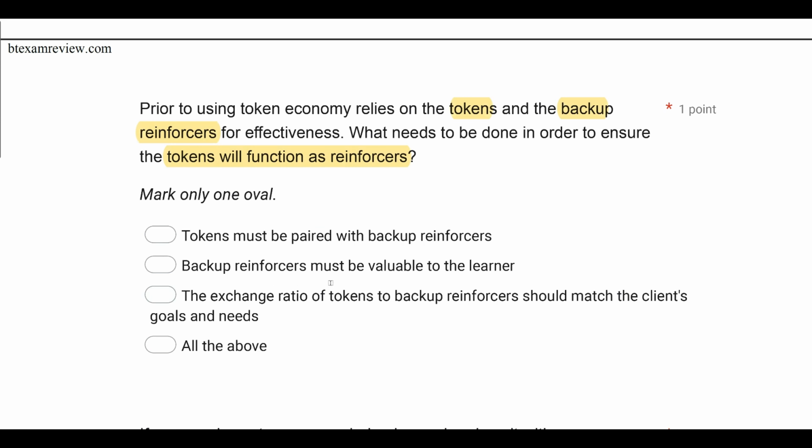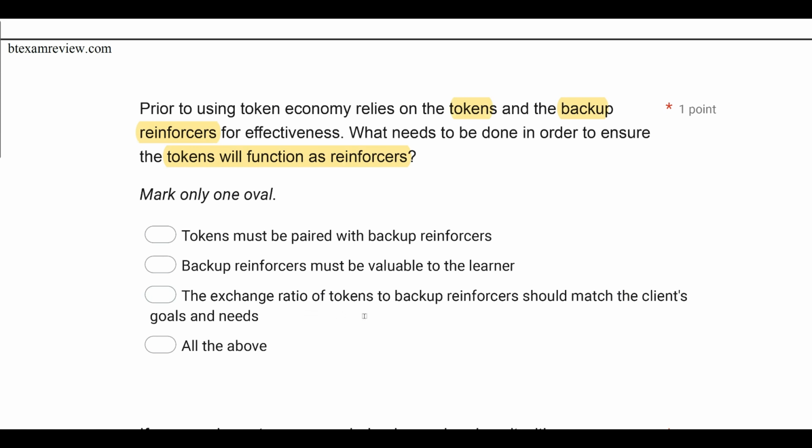B, backup reinforcers must be valuable to the learner. Absolutely, right? If that reinforcement isn't valuable, then the tokens start to lose their value. If you had $500 and 2 items to buy, but those 2 items weren't valuable to you, then that does you no good. We've got to make sure those backup reinforcers hold value.